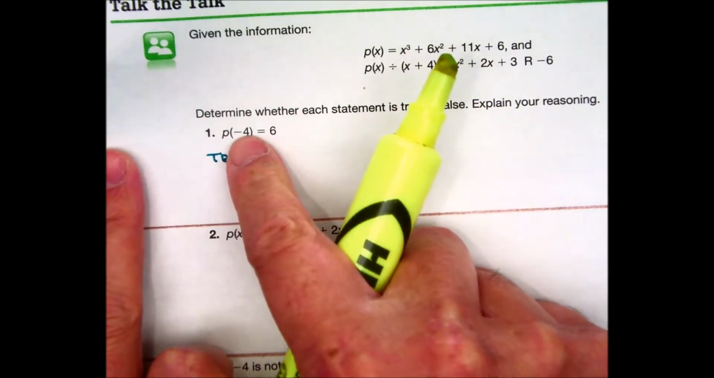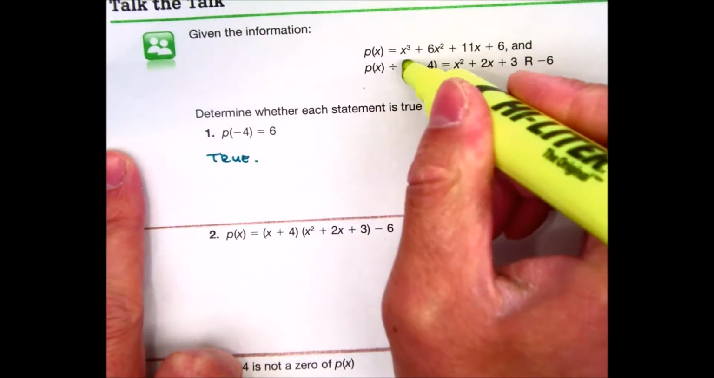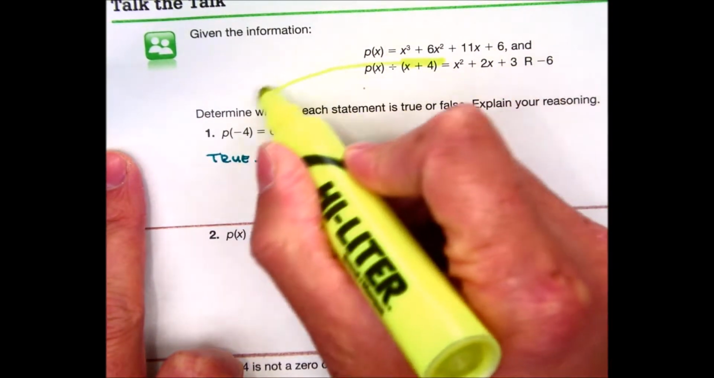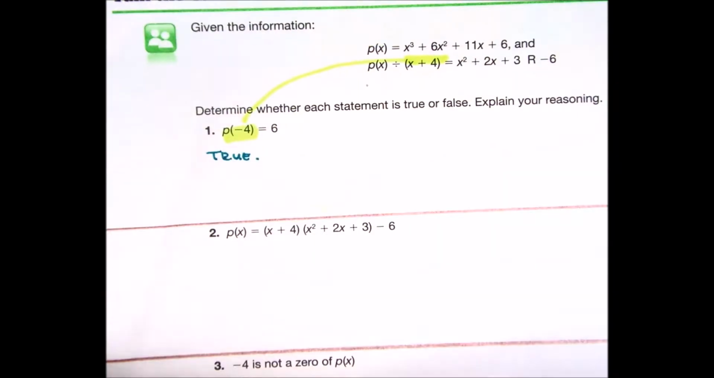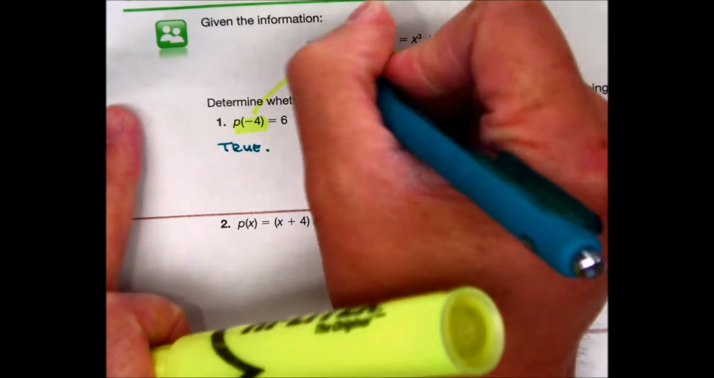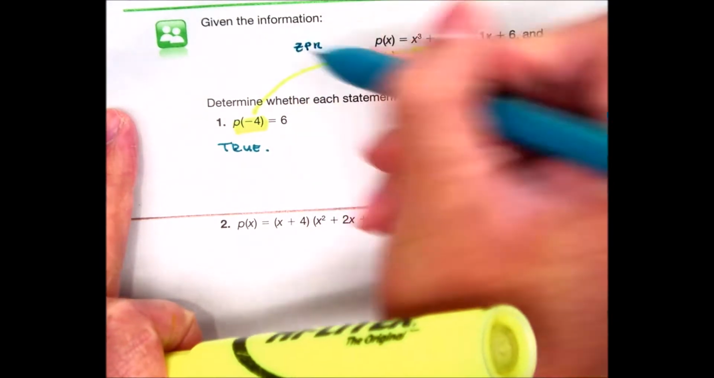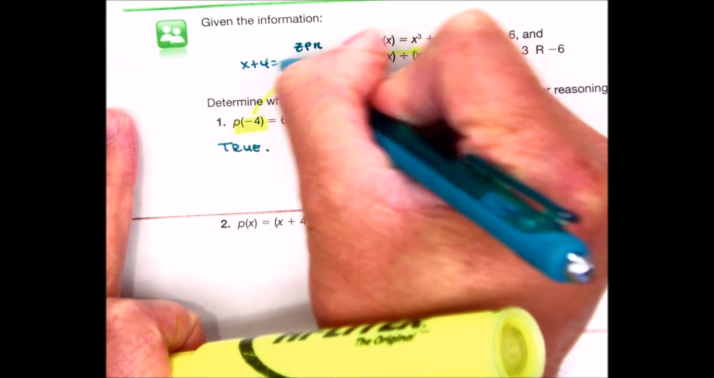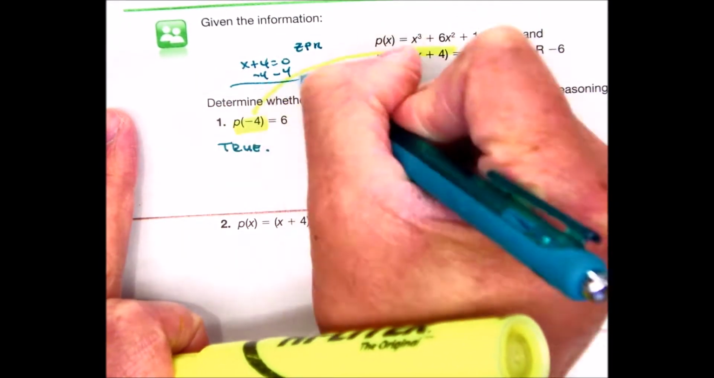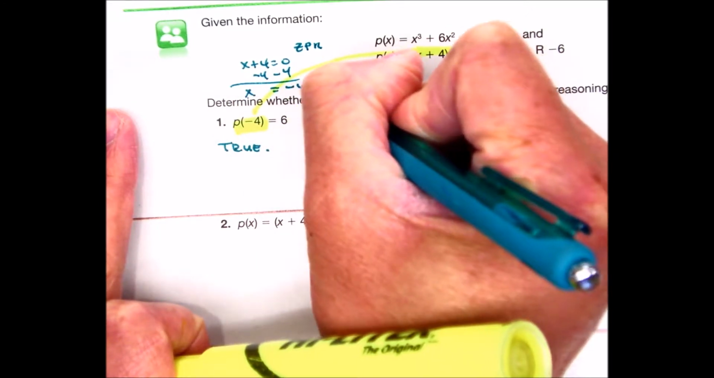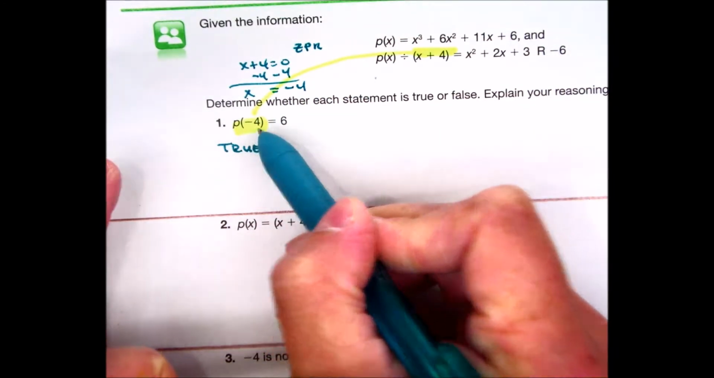Class, how do you go from this to -4? You set it equal to 0. Zero product rule. x plus 4 equals 0. Subtract 4. x equals -4. That's how they got that -4 there.